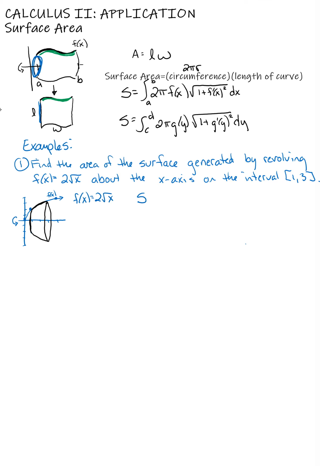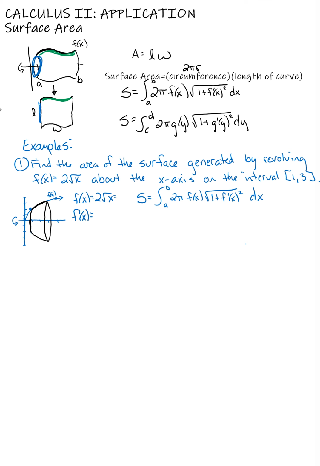And since this is in terms of x, we want to integrate 2 pi f of x times the square root of 1 plus f prime of x squared dx. All right, so in this formula, I know I'm going to need f, which I've got, and I'm going to need f prime squared. So let's see, what is f prime?